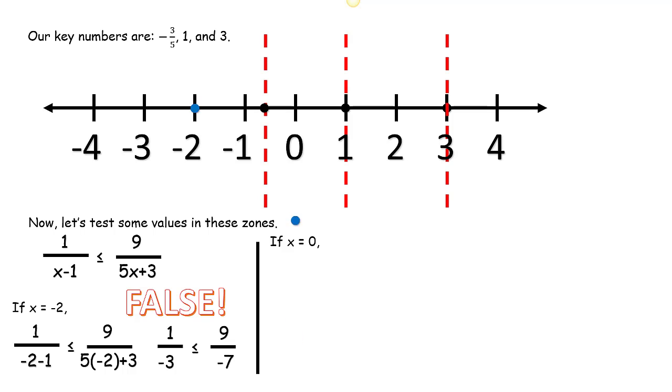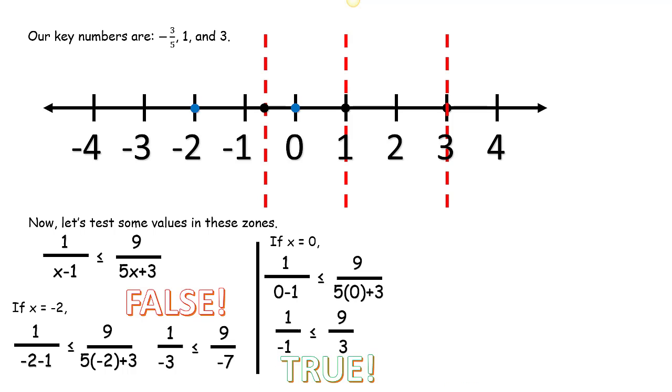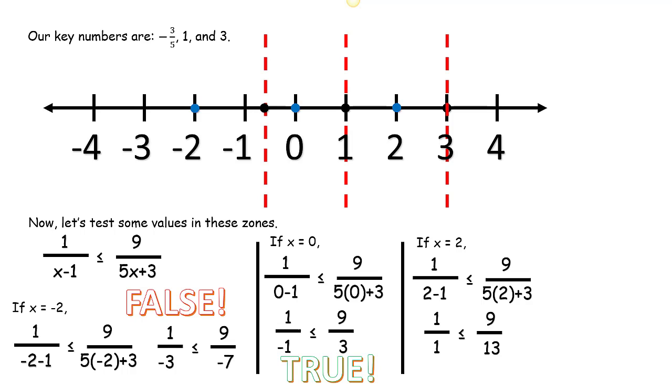Then we move on and we say, what about if x equals 0? Because that's my favorite number to check if I can ever check that. So you plug in 0 and you get negative 1 is less than 9/3, which is 3. And in fact, negative 1 is less than 3, so that's true. All right, now we move on and let's pick a number between 1 and 3, and I like using 2. So if x equals 2, what do we get? We put 2 in for x, and we get 1/1 is less than or equal to 9/13. All right, so 1 is on the left, that's a whole number 1, and on the right is a fractional number, 9/13, a little bit less than 1. That's not true, that's false.